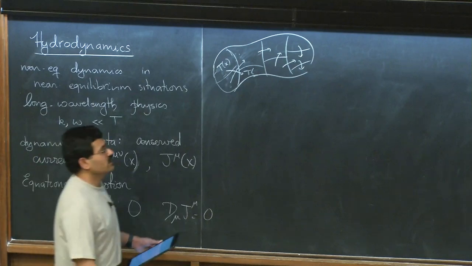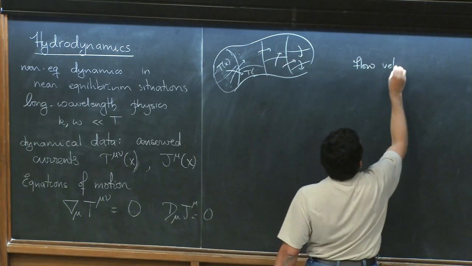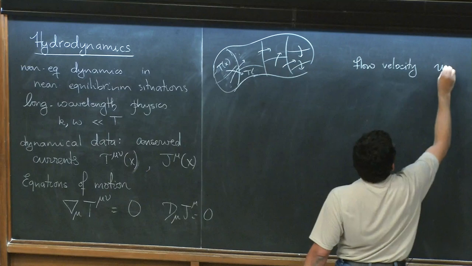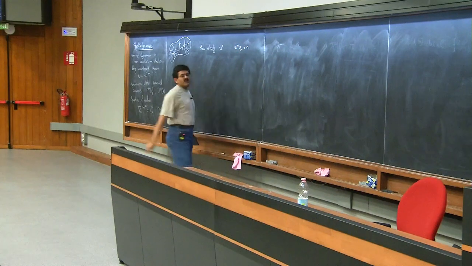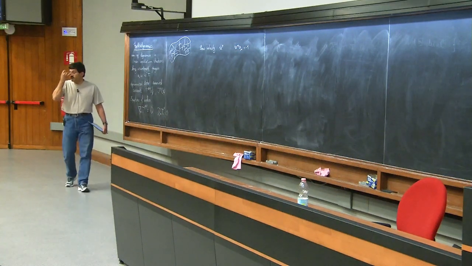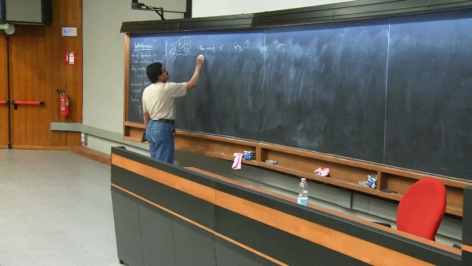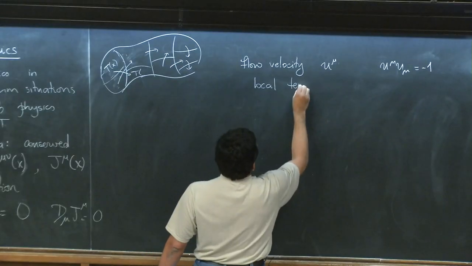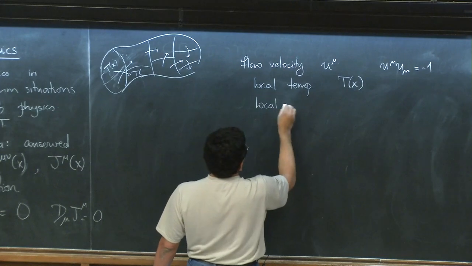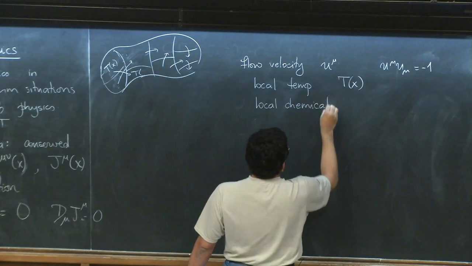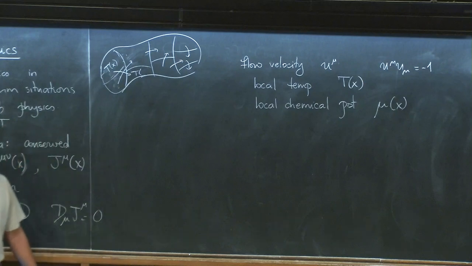So usually what people tend to do is talk about a flow velocity, which is some flux vector. It's usually normalized. I'm going to work in Lorentzian space-time, so I'm going to talk about relativistic fluids. My normalization is that the velocity is normalized to be unit time-like. And there's a local temperature, and maybe you have charges, so you have local chemical potentials, etc. And these are the data of the system as the system evolves.